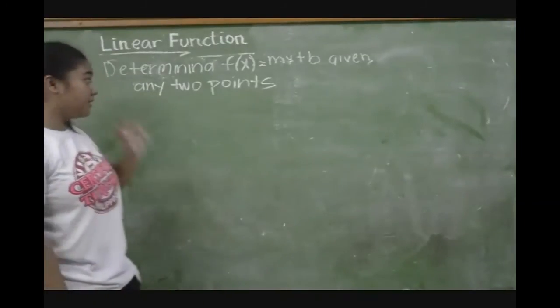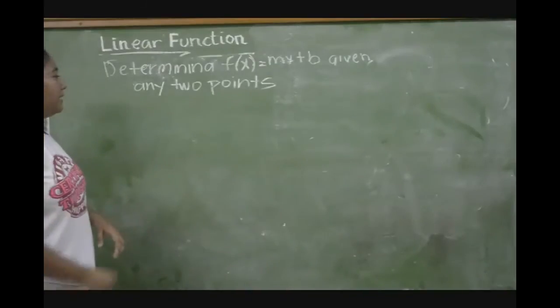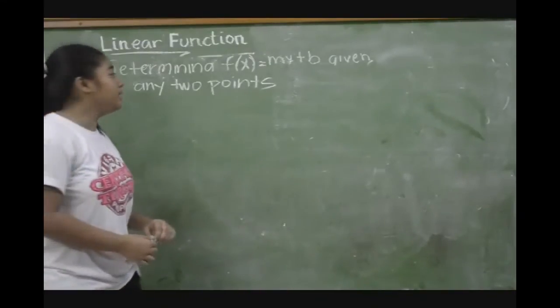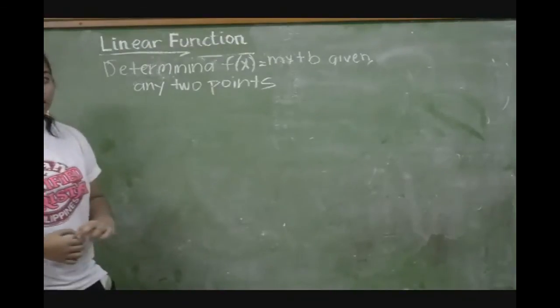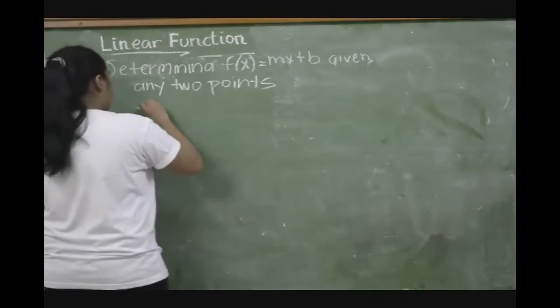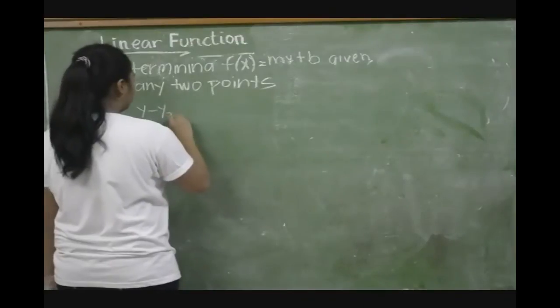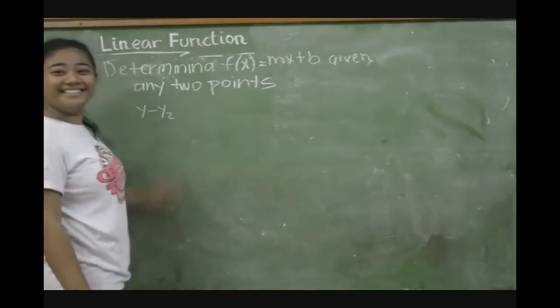Determining f of x equals mx plus b given any 2 points. To find f of x equal to mx plus b given any 2 points, we can use the formula: y minus y sub 1.